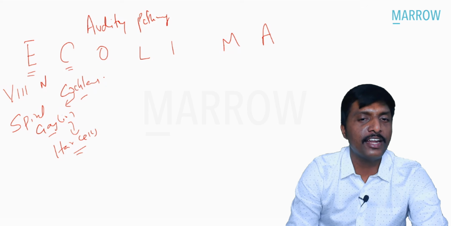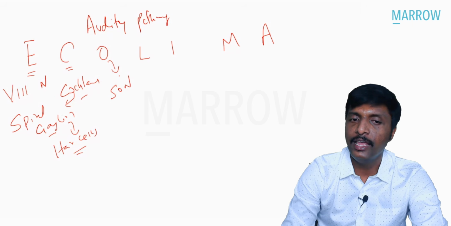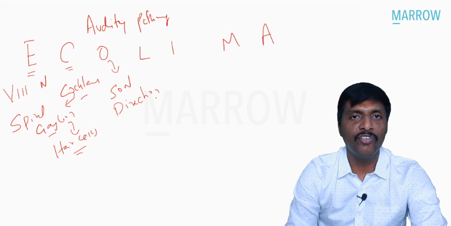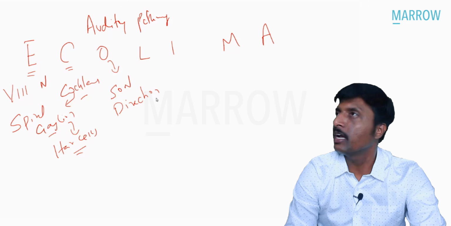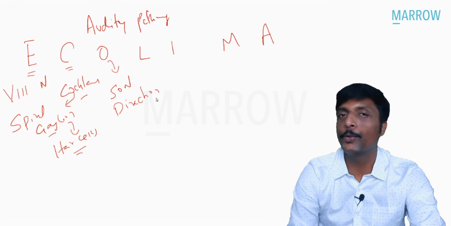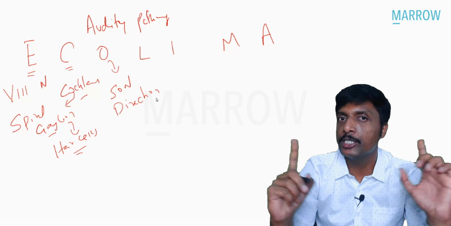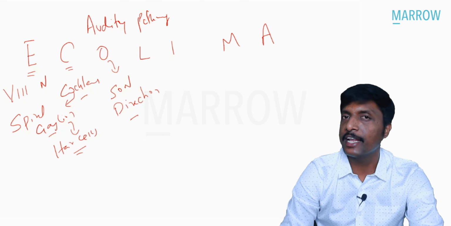Then the cochlear nuclei, O stands for superior olivary nucleus, where the direction is determined. If any sound is coming from this side, I can automatically turn my head; coming from that side, I can turn my head. So sound localization, from which direction the sound is coming, is very important. This superior olivary nucleus has a role in direction.